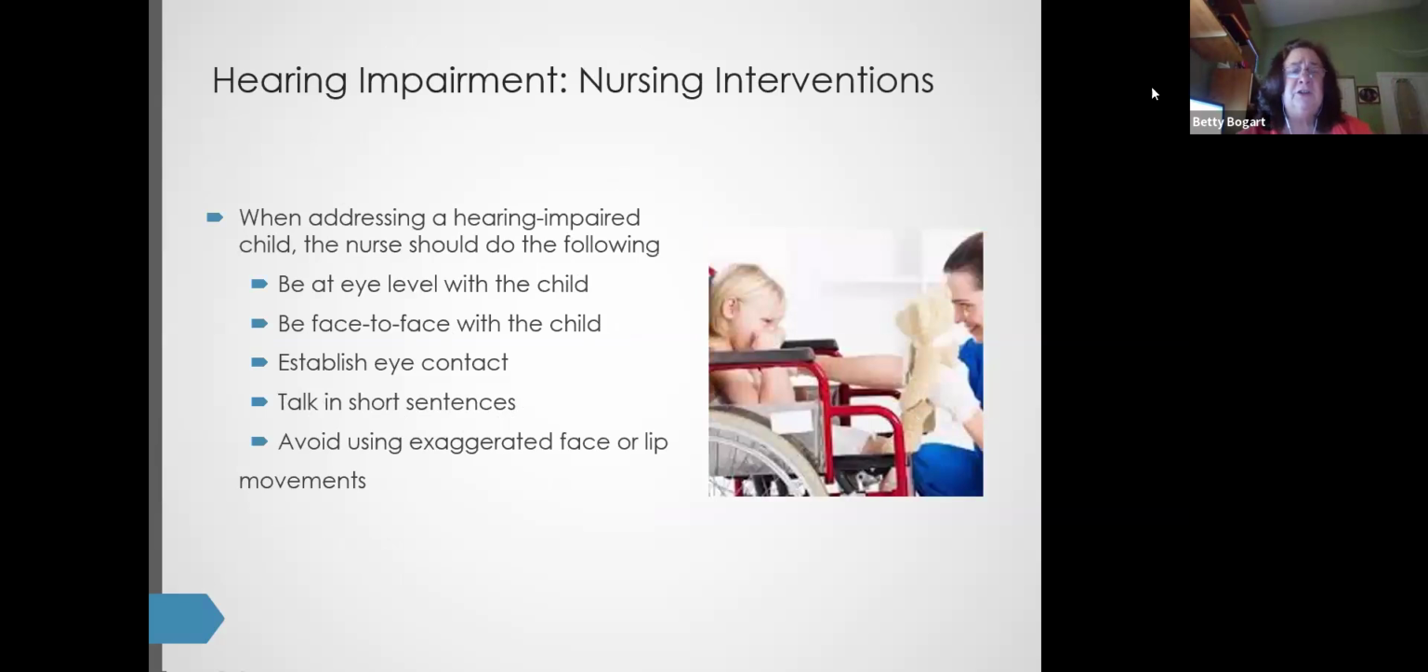So, in nursing interventions, you have a child who can't hear. Make sure that you're at eye level. I mean, that's always number one, the way that we approach children. Face to face, have a good look in their eyes, and talk in these little short sentences. And don't go over exaggerated and yelling. I mean, there's no purpose. Just very quietly speak in very short sentences and don't try to over talk about the way you move your lips because that doesn't help. Be normal.